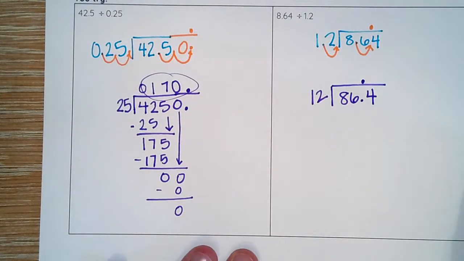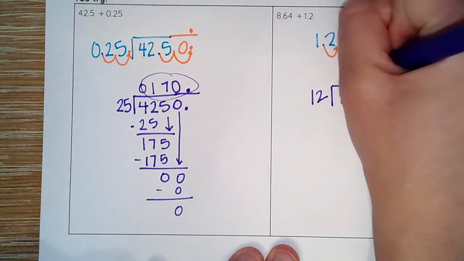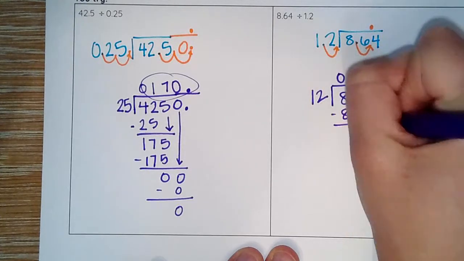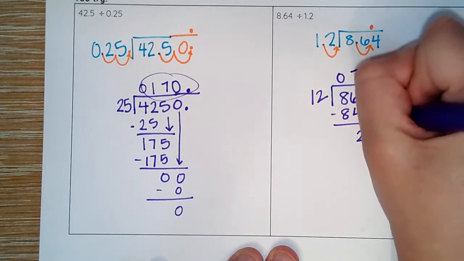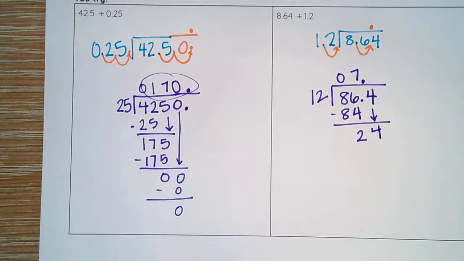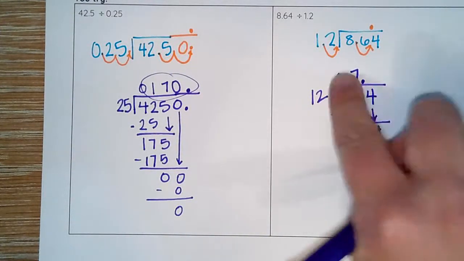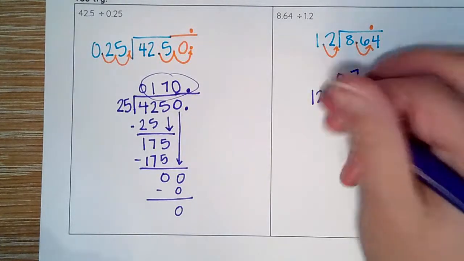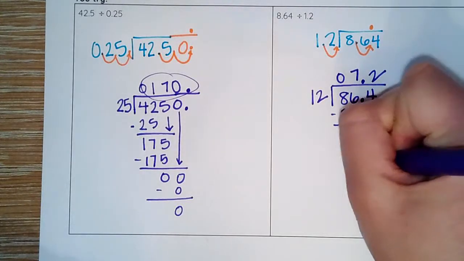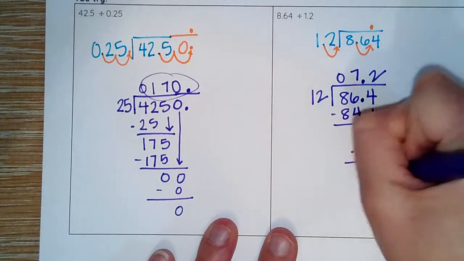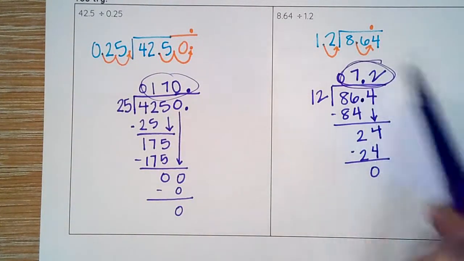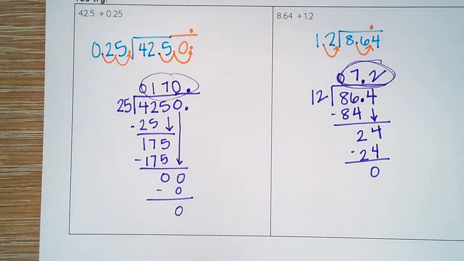12 goes into 86 7 times. 12 times 7 is 84. I'm left with 2. I drop down my 4. Again, I can ignore that decimal. All I'm using it for right now is to make sure I help keep my numbers in line. 12 goes into 24 2 times. 12 times 2 is 24. Subtract, I'm left with 0. That means my quotient is 7 and 2 tenths.